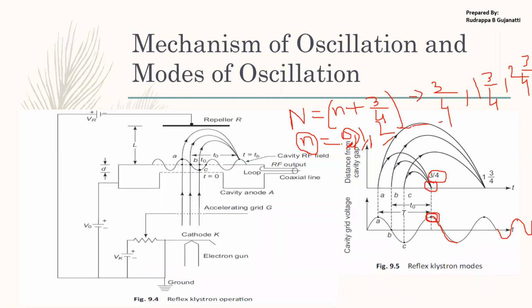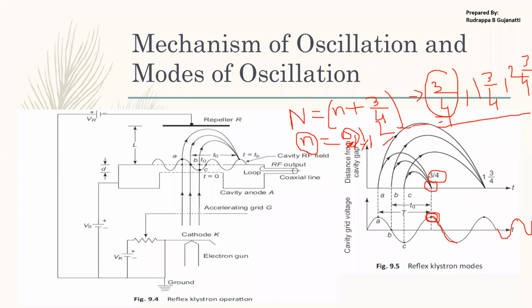So based on these lowercase n values, if n is 0, I'll get 3 by 4. If n is 1, I'll get 1 plus 3 by 4, which is represented as 1 3 by 4. Then I'll have 2 3 by 4 and so on. But what happens is, getting the output at the first mode, that is the lowest mode. When I'm referring to capital N, it is the 3 by 4 mode, which is the lowest, or if I'm referring to lowercase n, it is the 0th mode.